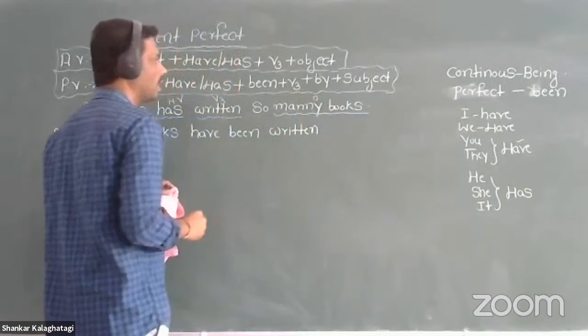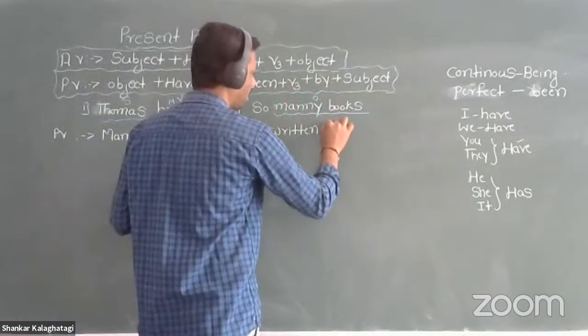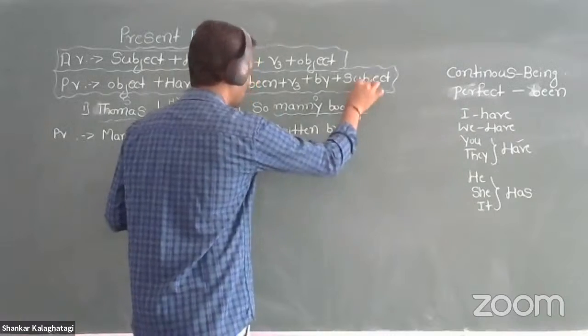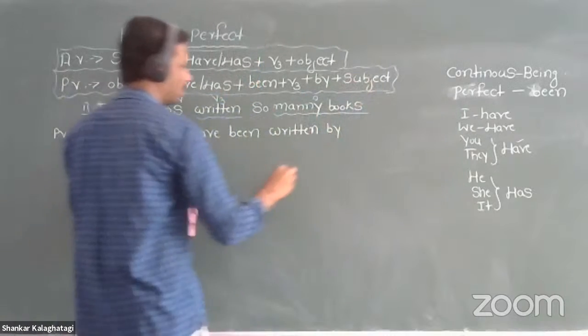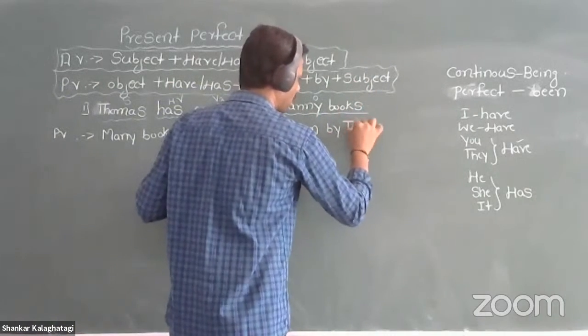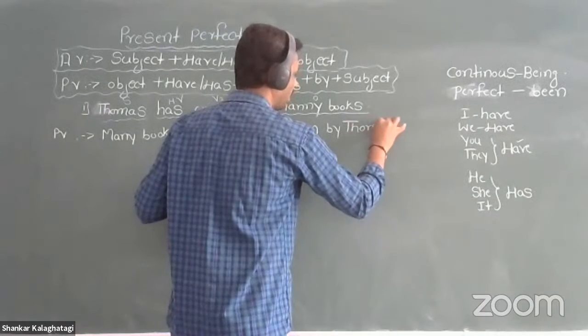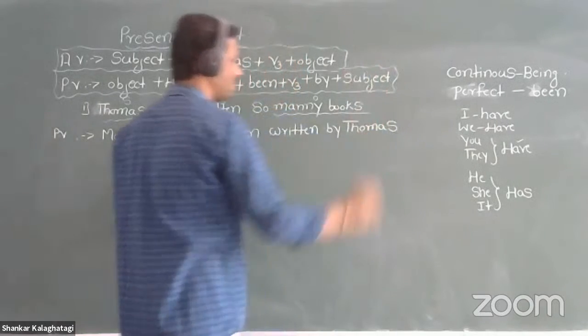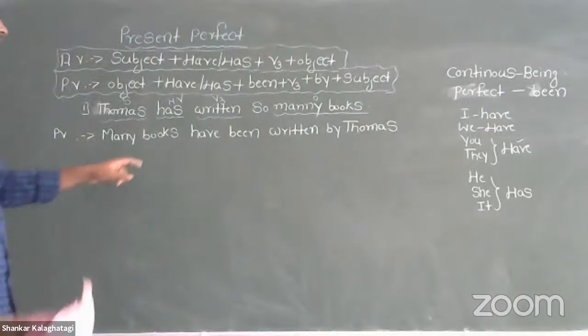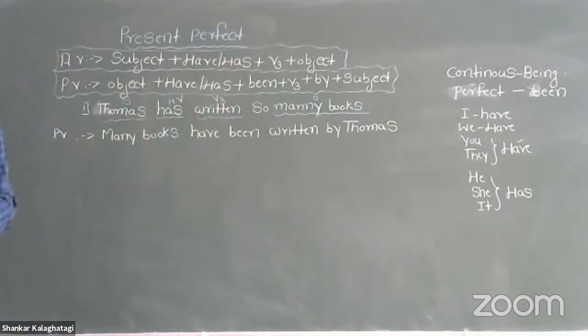Okay. Now, after that, we have written "by." Now, the subject is Thomas. Thomas is our name, so that's why I write it in capital. Simple. So, many books have been written by Thomas. Like this, you have to change.